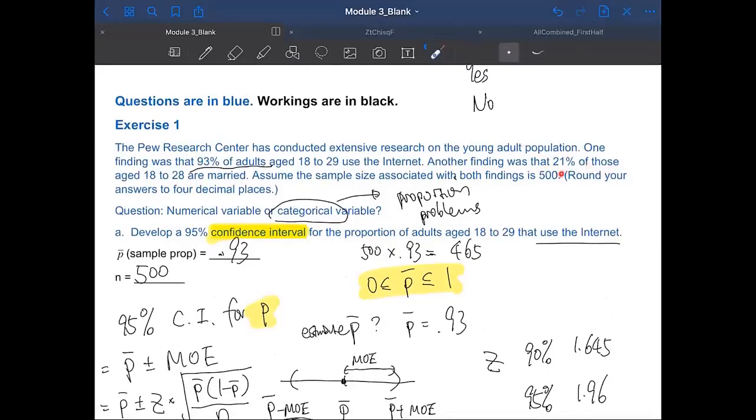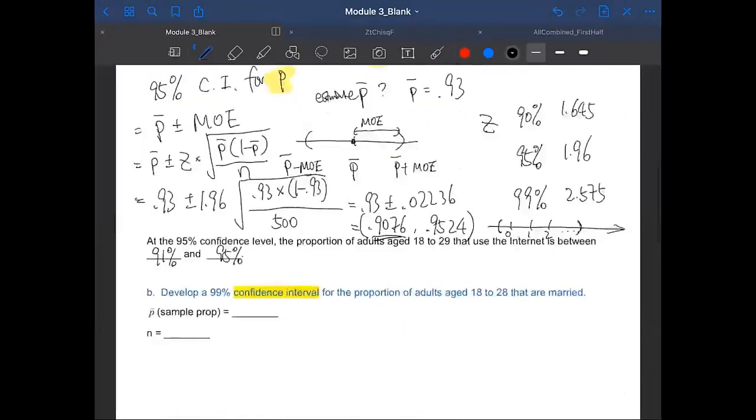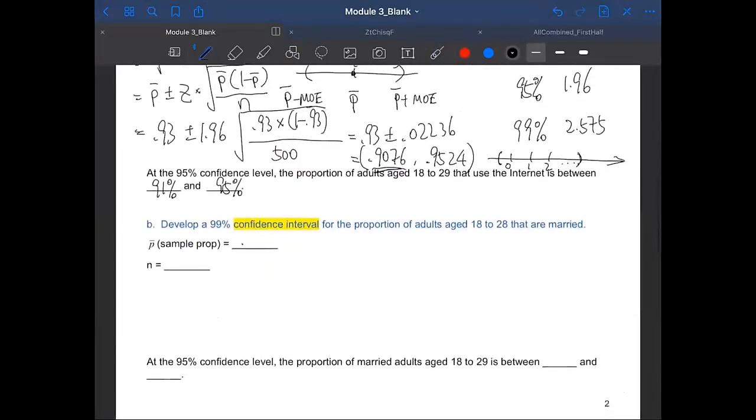That's going to be the sample proportion, right? The sample proportion. Okay, so everything will be fairly similar. So this is going to be 21, and again, the sample size is 500. Every single thing is the same.